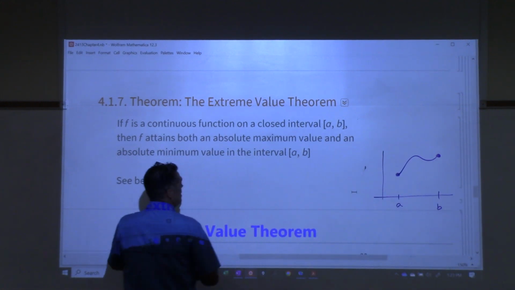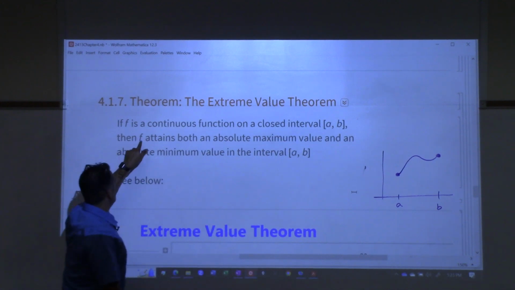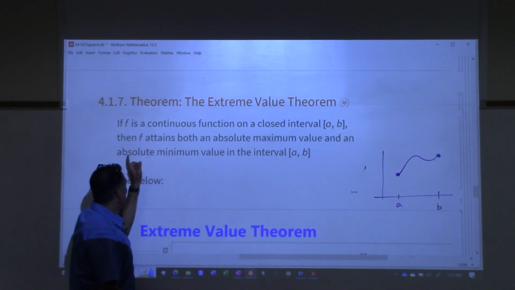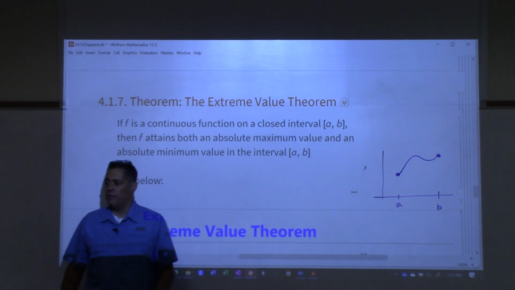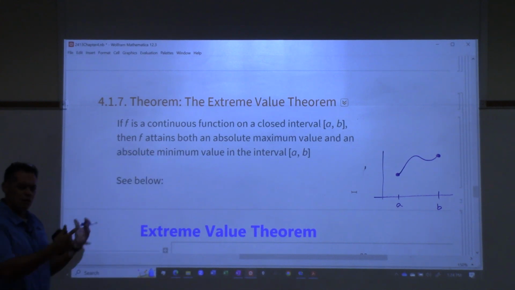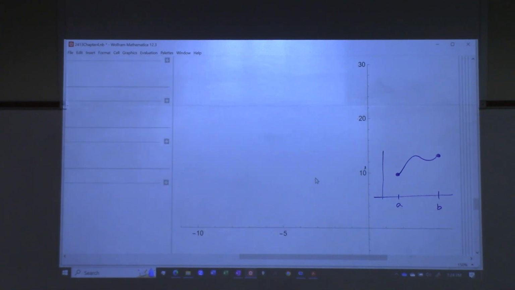This theorem says if you have a continuous function on a closed interval, then your function attains both an absolute maximum value and an absolute minimum value somewhere in that interval. It's just saying that you're guaranteed to have a highest and lowest point. It's impossible to not have a highest and lowest point, as long as it's continuous on a closed interval. Do you all agree with that theorem? Does it seem reasonable to you? Yeah? I have a couple of examples here.